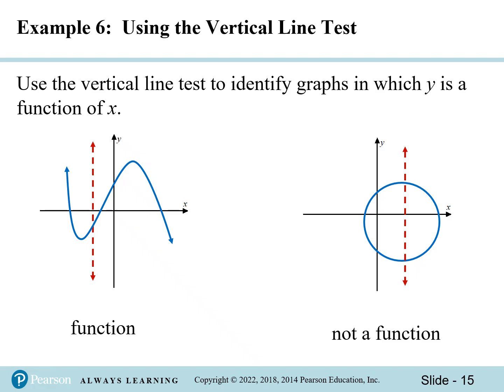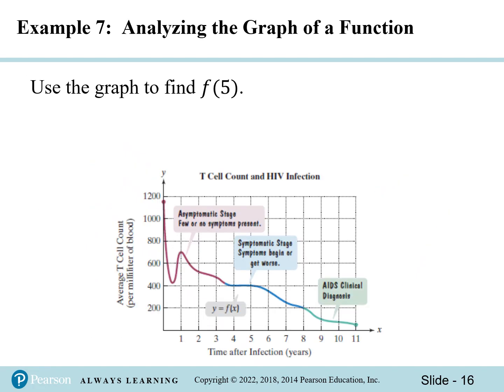Example 7. We're going to analyze the graph of a function. Use the graph to find f of 5. So, what are we looking for? Well, when x is 5, looking at the graph, it is about 400.